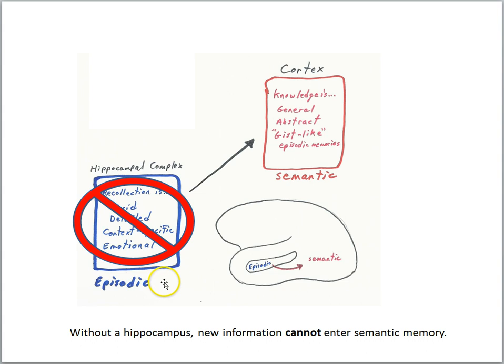And it should be clear now also that without a hippocampus, we have lost the ability to make new episodic memories. But since episodic memories provide the content to semantic memory, if we lose the hippocampal system, we lose the ability to store new information in our semantic memory system.